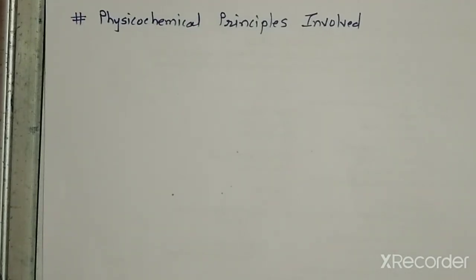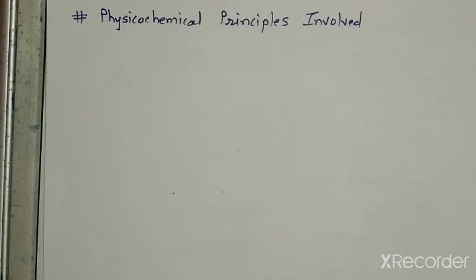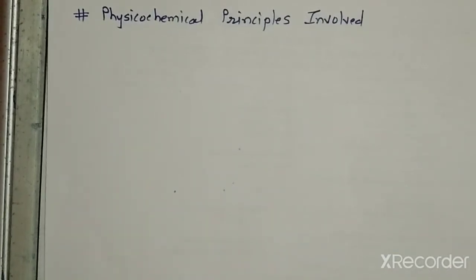Hello students, as in the earlier lecture we have seen the basic steps involved in the manufacturing of ammonia by the Bosch-Haber process. Today we are going to see the different physico-chemical principles involved in the synthesis of ammonia. In that, we are going to see the different parameters which affect the synthesis of ammonia.